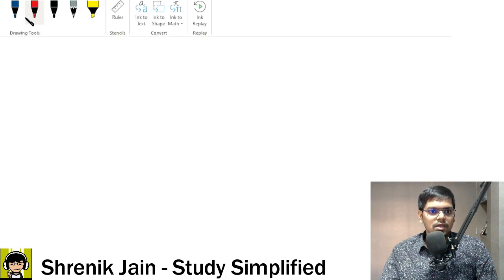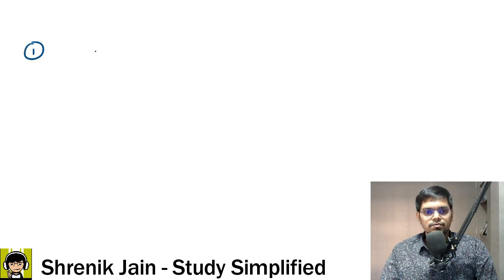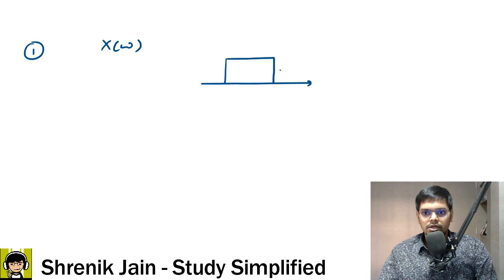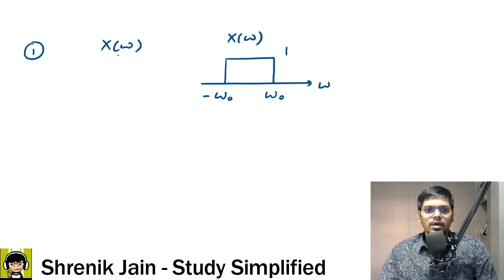The first thing is to get your time domain function. So X of omega, if I draw the function, it is a rectangular function with constant amplitude 1, and it is working from minus omega naught to omega naught, correct? So this is our X of omega graph.